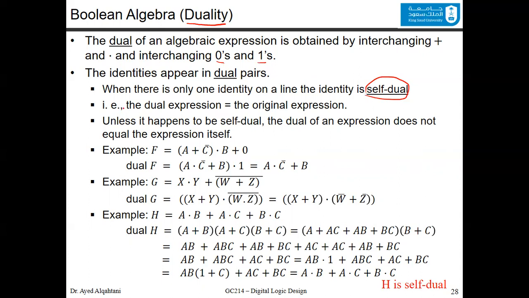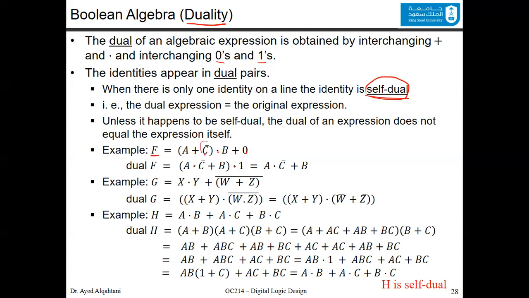To make it easier to understand, if the dual expression is equal to the original expression, then it is self-dual. And that's not the case usually. If you have a function, for example, f, which is (a or c bar) ANDed with (b or 0), and you want to get the duality, you can get it by changing the OR to AND, this AND to OR, this OR to AND, and the 0 to 1.